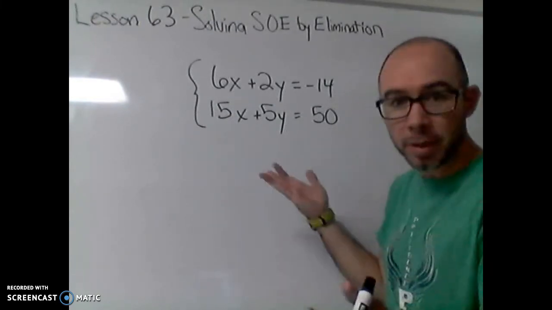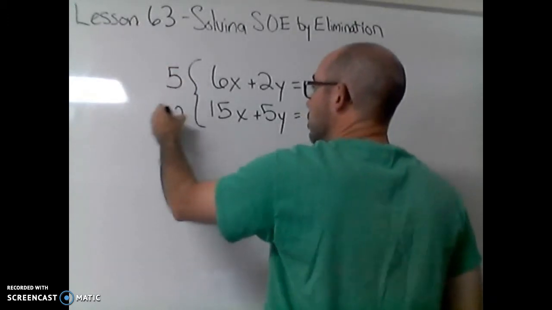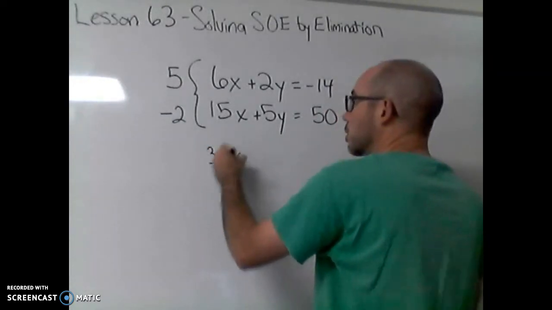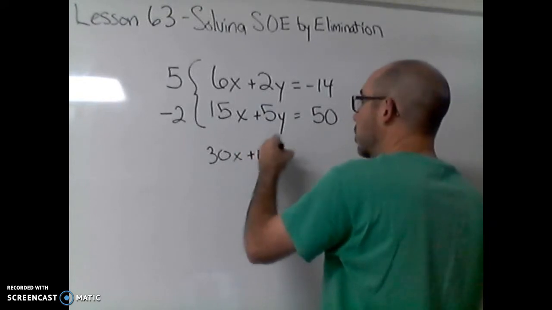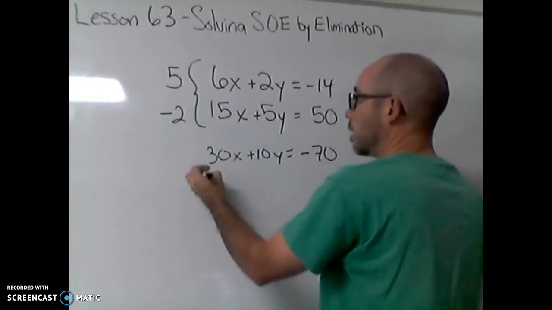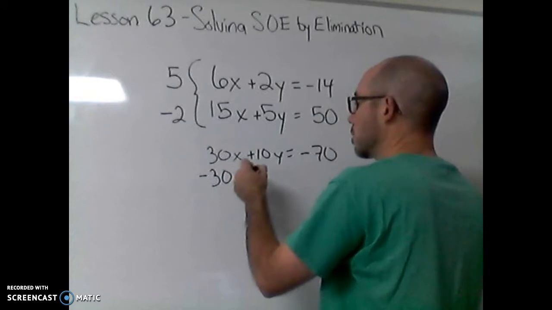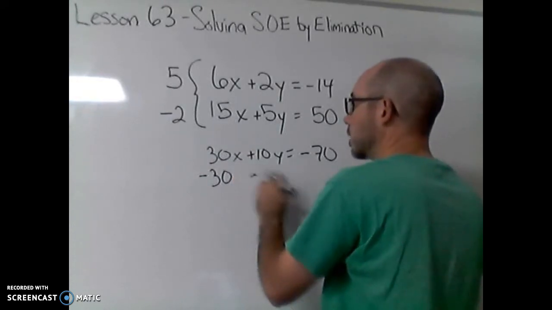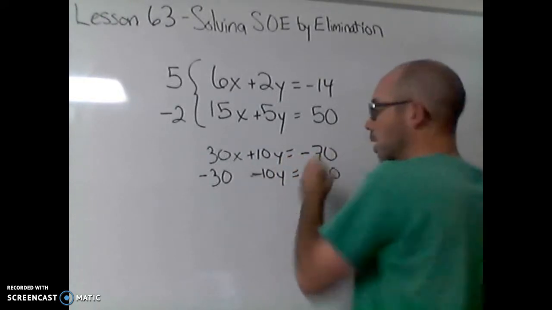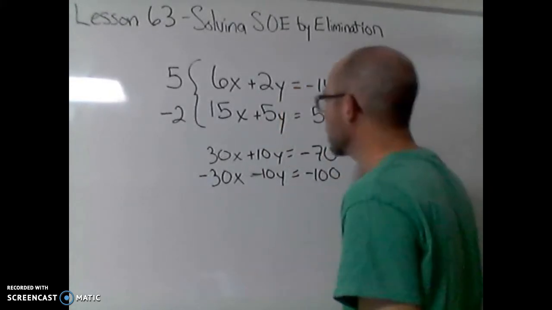So I can do a couple of different things. I can either multiply this one by 5 and this one by negative 2 to make 2 new equations. The top one would be 30x and 10y equals negative 70. And the bottom one would be negative 30, and well, I guess that would be negative 10, and we get negative 100. That's one way. You can actually get rid of a bunch of stuff that way. That one doesn't help too much.